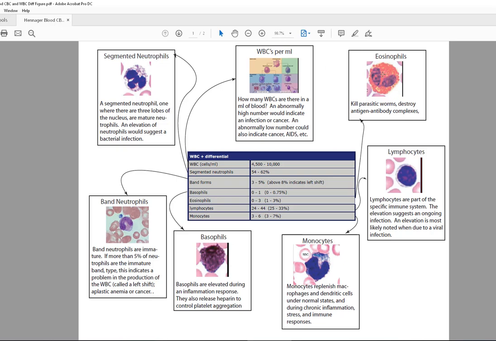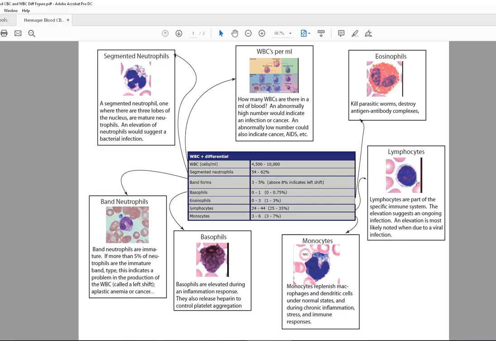Eosinophils, some people think they look like aliens because they have these two big nuclei. And the cytosol has these pink, or I think they look kind of orange granules. Eosinophils are for fighting parasites and also just inflammation and allergies in general.